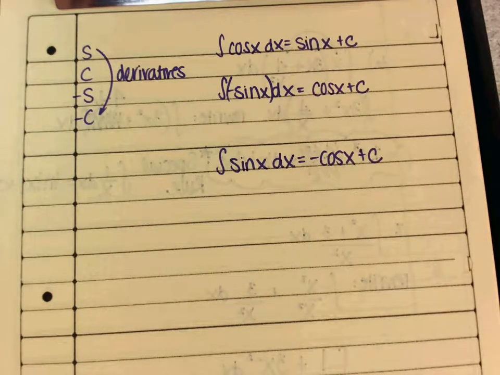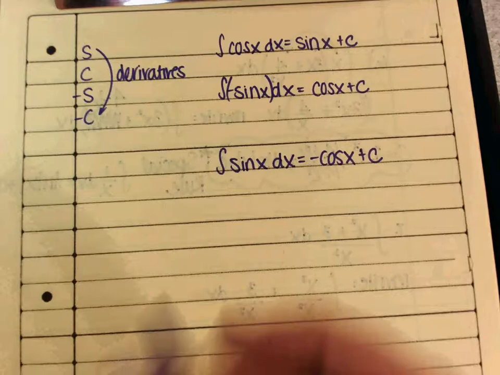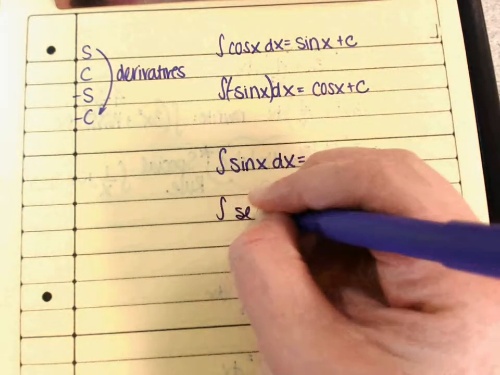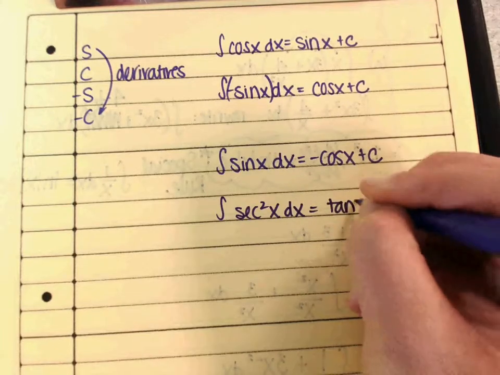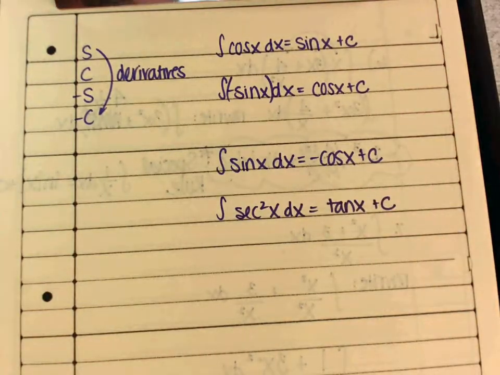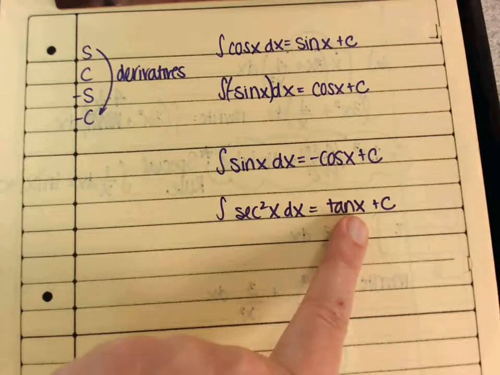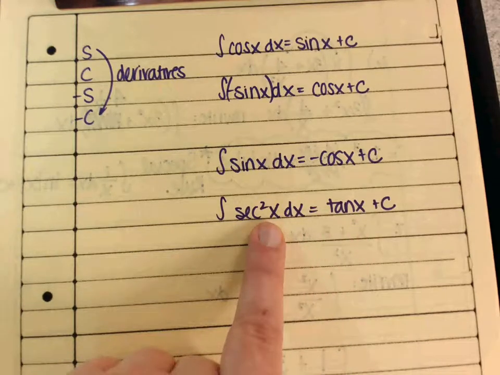Now, there are a couple others that you should know. What is the derivative of tangent? Secant squared. Then what is the integral of secant squared? Tan x. Okay, think about why. If I start with tangent and I take the derivative, I get secant squared. Then when I integrate secant squared, I'm going to get back to tangent.